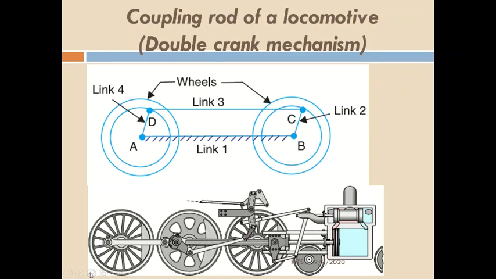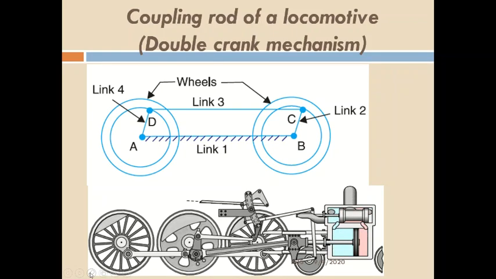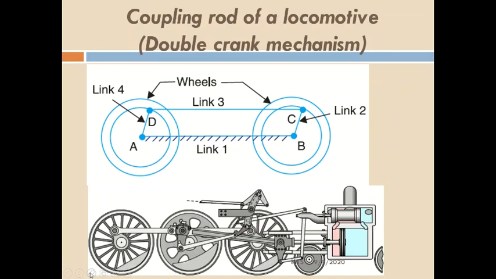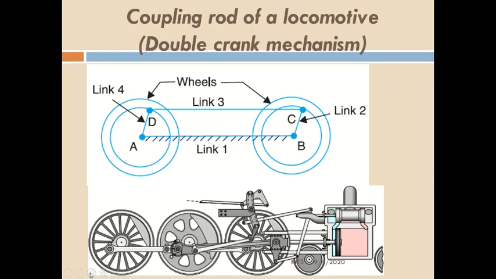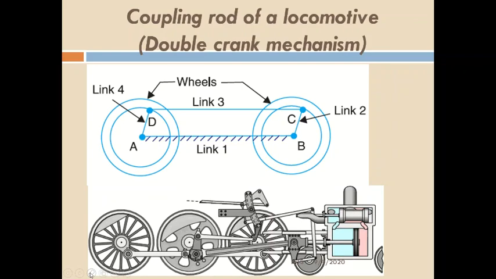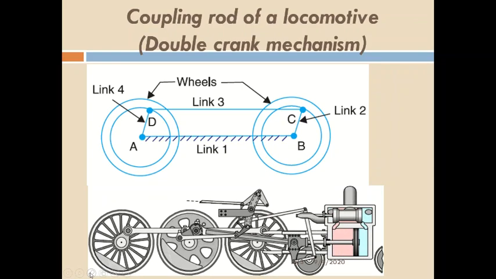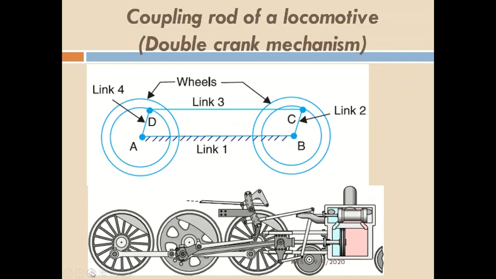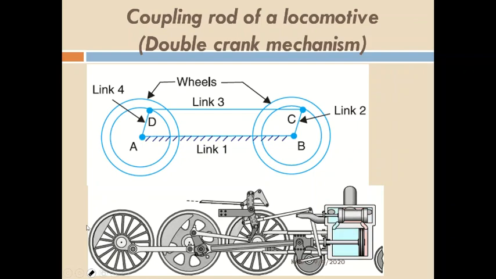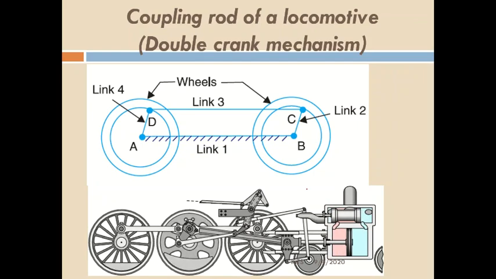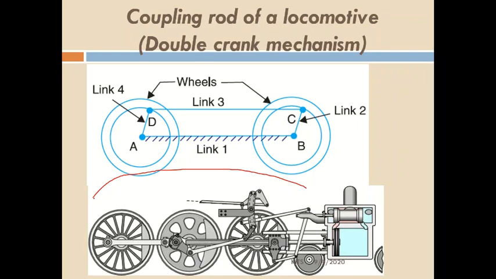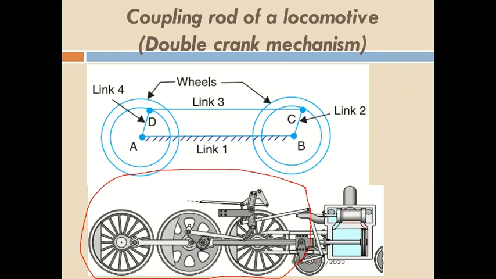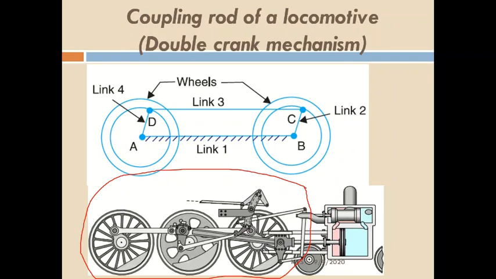Second one, once again, inversion of 4-bar chain mechanism. One more example, coupling rod of locomotive or double crank mechanism. You might have seen the locomotive engine. You can see this setup in the front side of the engine. Okay, you can see this setup in locomotive engines.